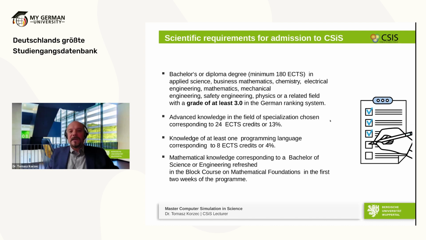In addition, depending on your specialization, you might need to know other things. For example, if you would choose theoretical particle physics as your specialization, we would ask you to also know already quantum mechanics, and each specialization has their own requirements. Then you should already have learned at least one programming language in your bachelor's degree, and you must have a foundation in mathematics, as it is taught in any engineering degree at the bachelor level.